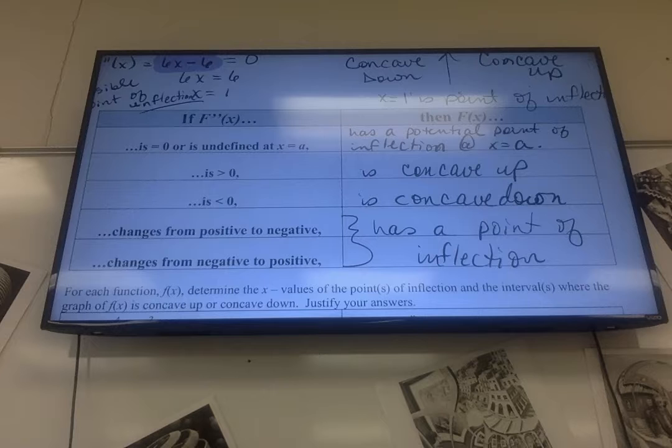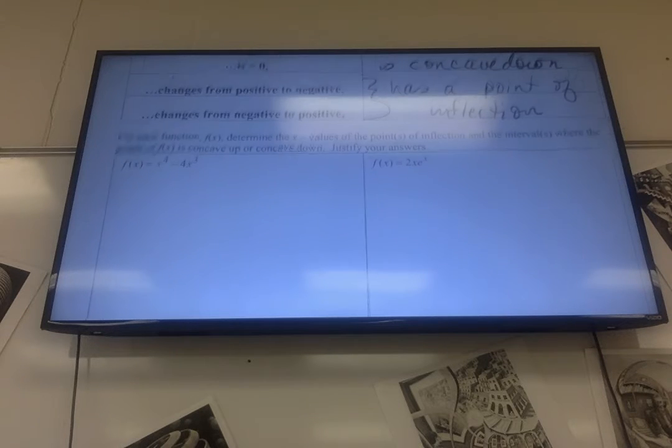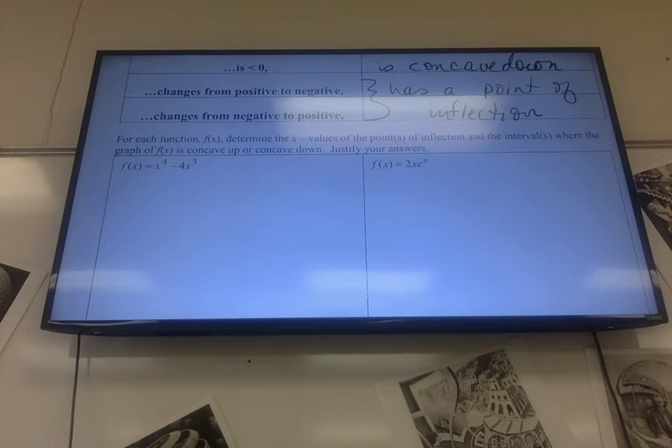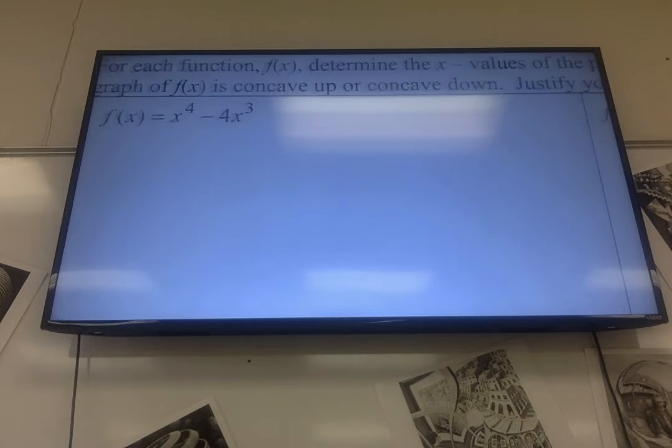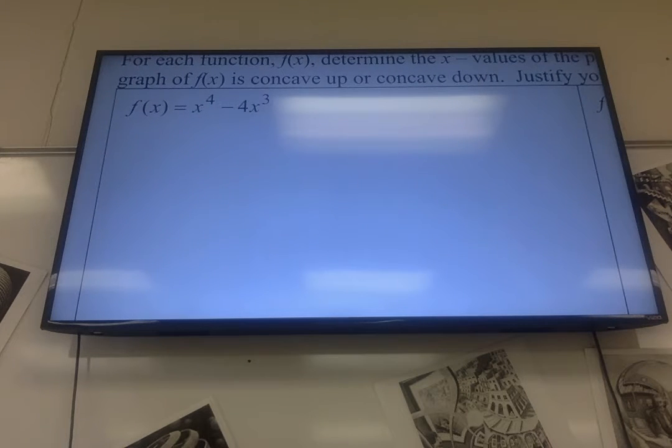Okay, so we're going to determine for these two problems the points of inflection and where it's concave up and concave down. So we'll start with the one on the left. If we're doing concavity, what do we have to find? Second derivative. Good.